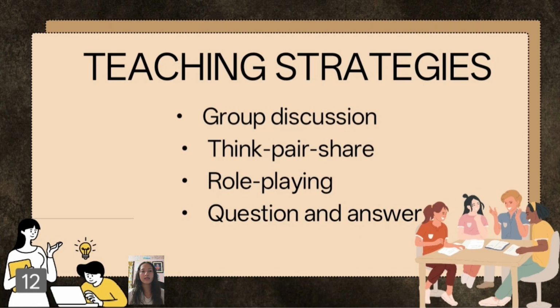So students think individually, discuss with a partner, then share with the class. Next is role playing. So students act out scenes from the story or play, improving speaking and understanding. Last is question and answer. It encourages participation and ensures comprehension. So using these strategies keeps students active and involved, making prose lessons more enjoyable and effective.